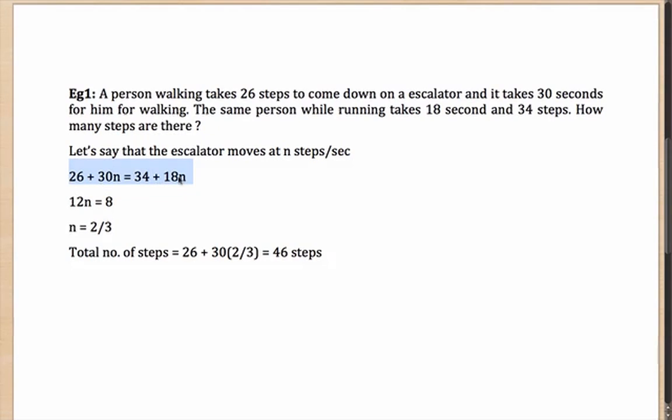Solving this, taking the 18n to the other side, you get 12n equal to 8, or n as 2 by 3, which means the total number of steps is 26 plus 30 into 2 by 3, or 46 steps. Yes, you are right in guessing that you could have got it from the second part also. 18 into 2 by 3 would have given you 12. 12 plus 34 would have given you the same answer.